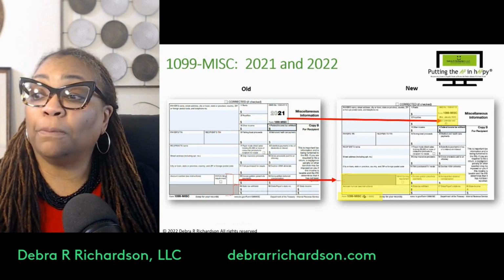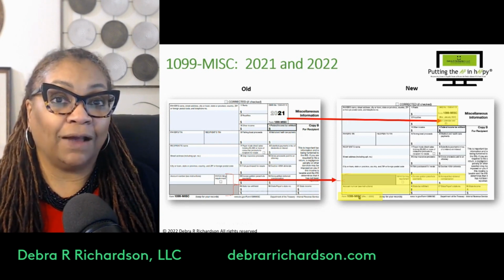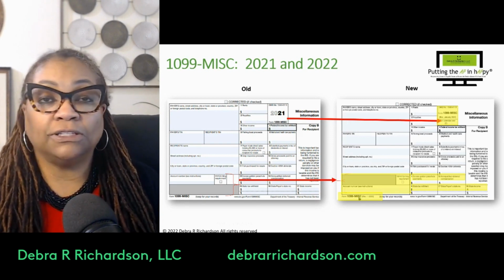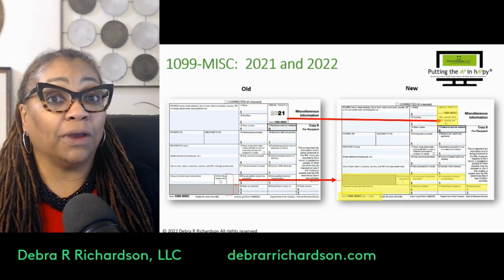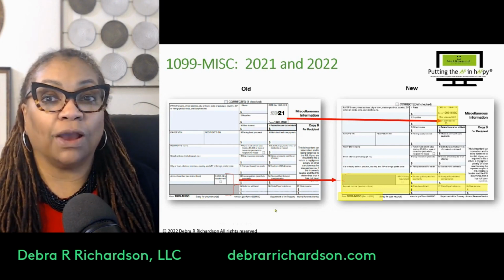So those were the changes to the 1099 MISC. And then at the bottom here, because it is now a continuous form, they also have the revision number at the bottom, which they didn't have in prior forms.